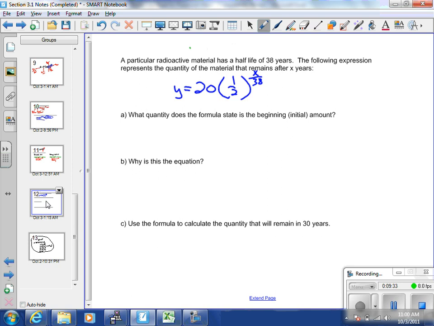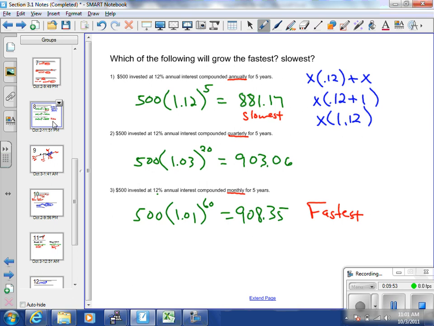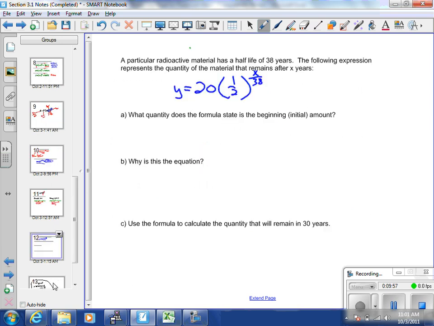So an example of decay: a particular radioactive material has a half-life of 38 years. Here's an expression that's going to give us the quantity of the material, Y, that remains after X number of years. The first question: what does the formula say is the beginning or the initial amount? Just like back in our previous problems, where I started with an initial value of 500, this starts at 20 units.